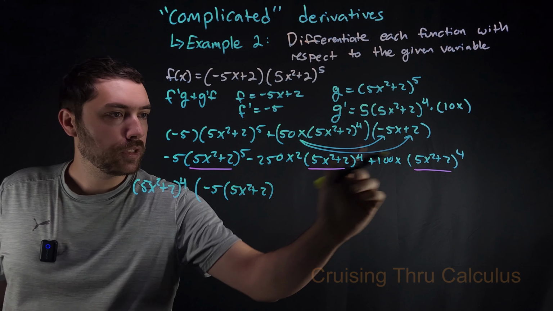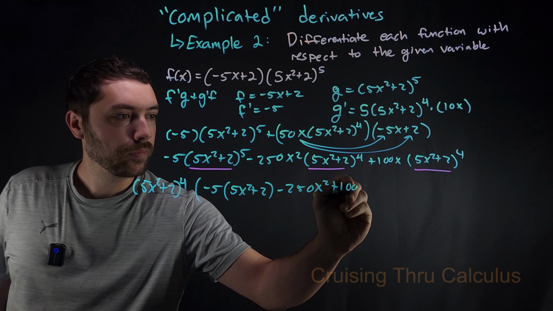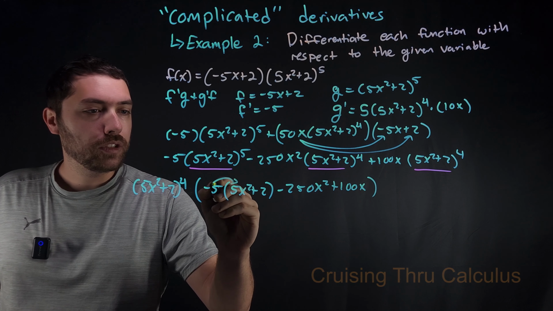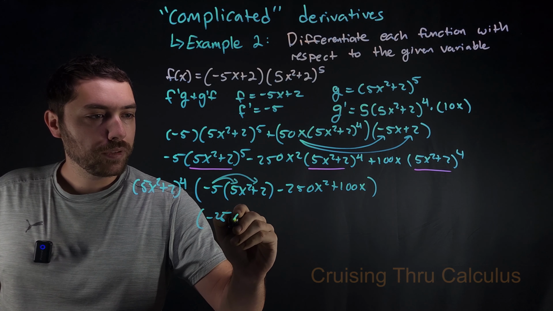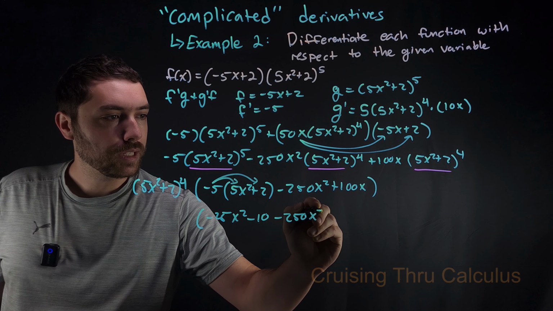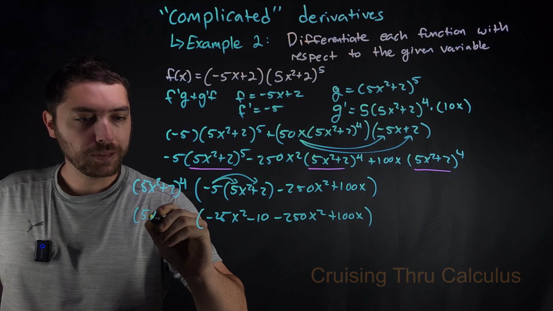And let's see here, these pieces should both just be gone at this point. Like that. All right, now, let's go ahead and distribute this negative 5, which we can do now. So we get negative 25x squared minus 10 minus 250x squared plus 100x. Of course, this part is still here at the beginning.